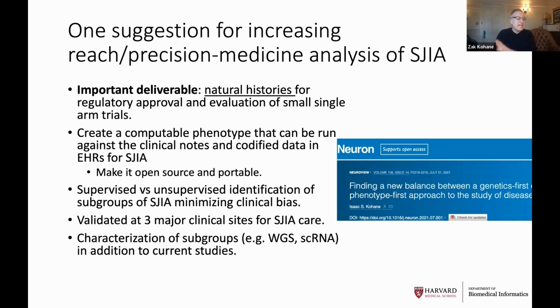If you want to see more of my screed about this, I put something out in Neuron a while last year with my perspective of this.